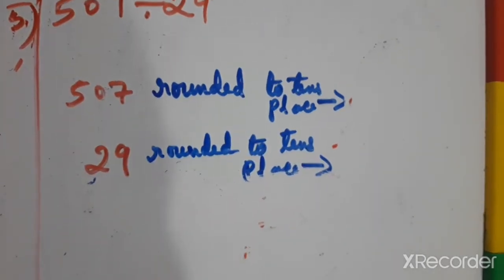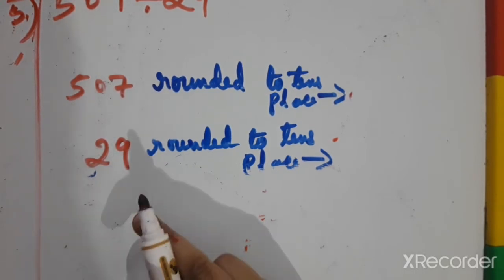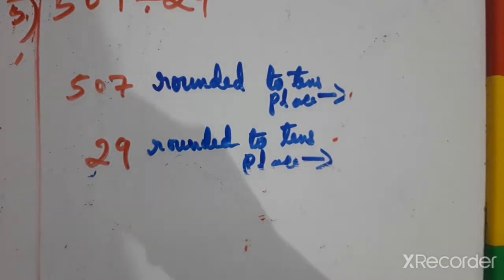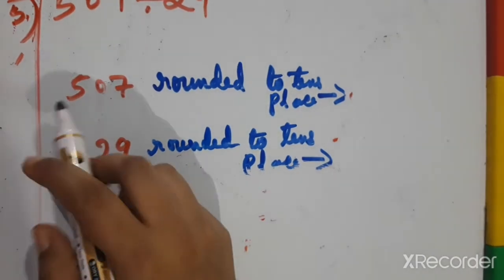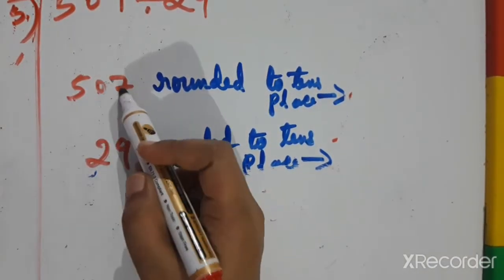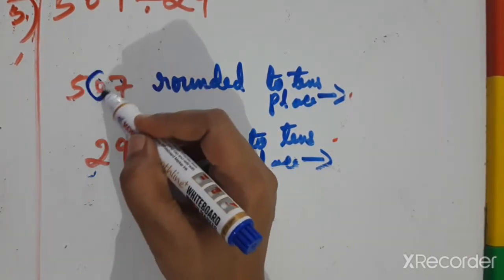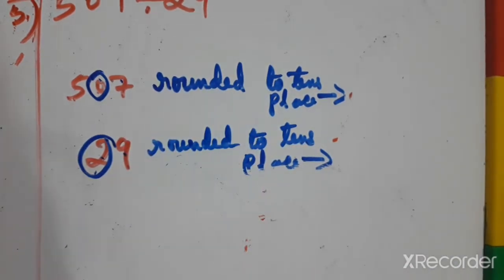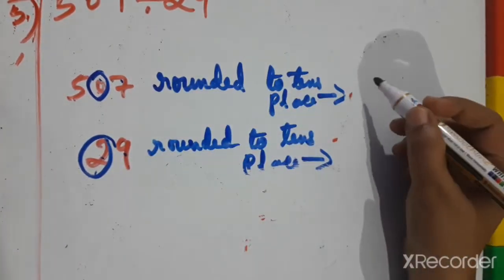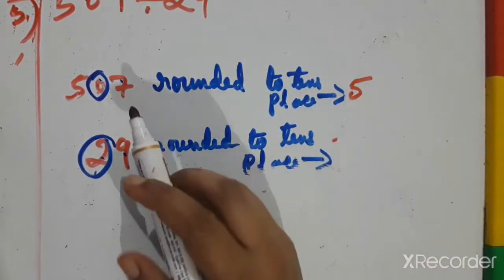The next number is 507 divided by 29. Here we have to round off both numbers. Although 507 has a hundreds place, here we are rounding both numbers to the tens place. Which place are we rounding off? The tens place. In 507, the 0 is the tens digit we are rounding, and in 29, the 2 is the tens digit. For 507, the first digit is not being rounded, so the number before remains the same, no changes.